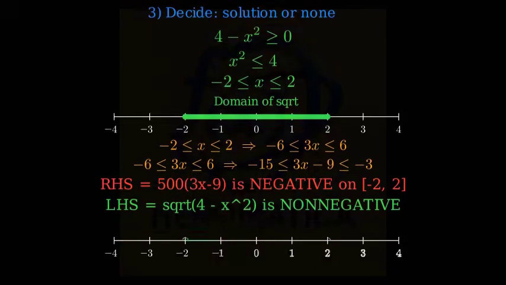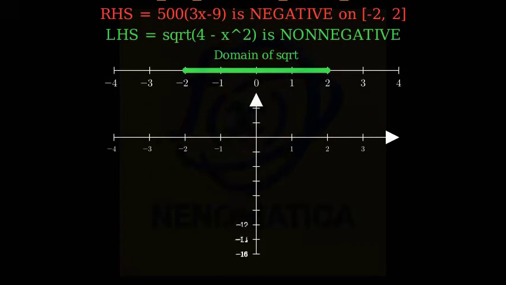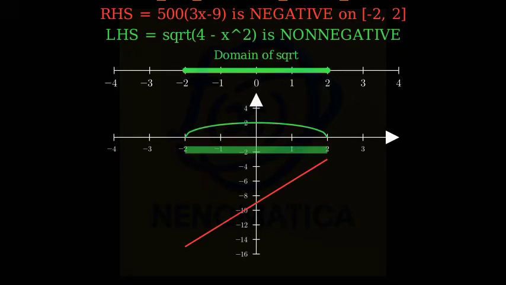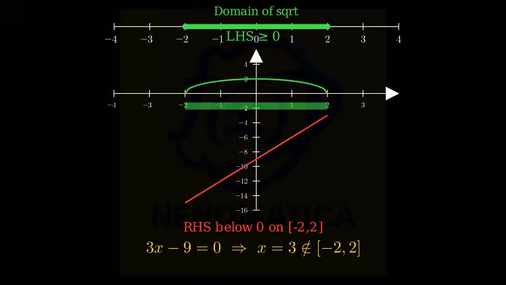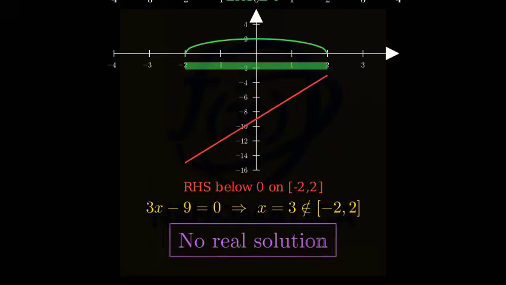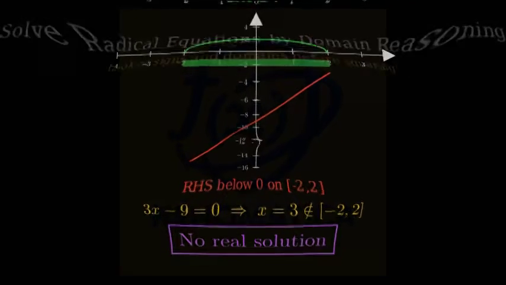We bring the domain line back, mark y equals 0 as a reference, and sketch the line y equals 3x minus 9 across the domain. Notice it stays strictly below 0. Step 3. Conclusion. Could the right side be 0? That would require 3x minus 9 equals 0, which gives x equals 3, but x equals 3 is outside the allowed domain. Therefore, the left side is non-negative, and the right side is strictly negative for every allowed x. The equation has no real solution.